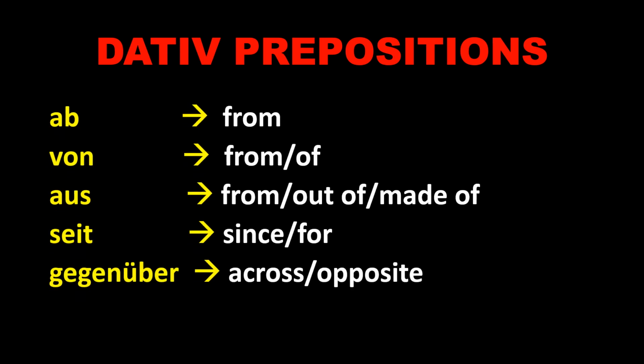Let's go ahead. Now, some more dative prepositions. Ab, which means from. Von, from or of. Aus, from, out of, made of. Seit, since, for. Gegenüber, across or opposite. Once again, along with me, please do repeat. Ab, von, aus, seit, gegenüber. Gegenüber, opposite. Let's see some of the examples and try to understand how to use these dative prepositions.